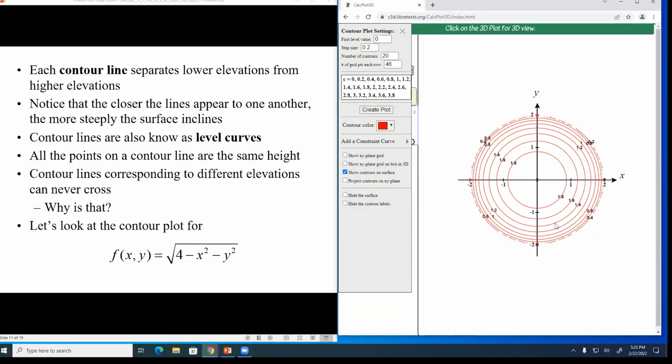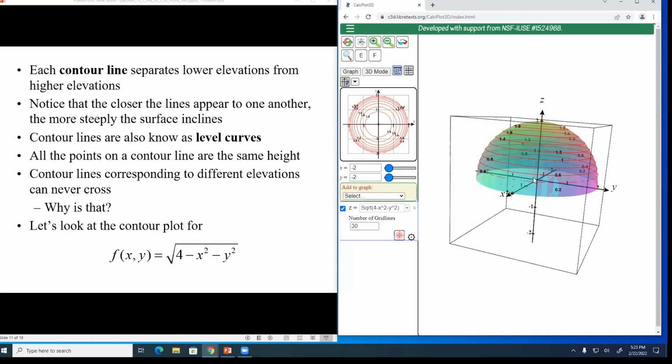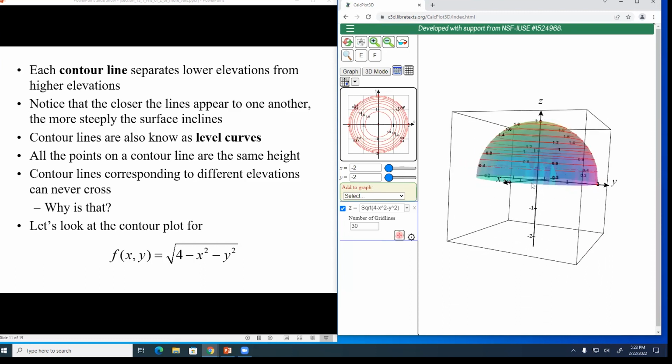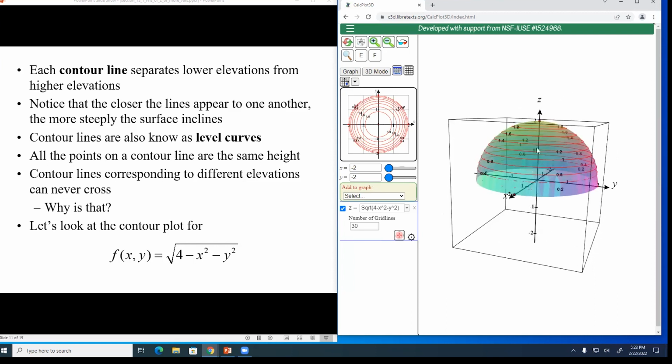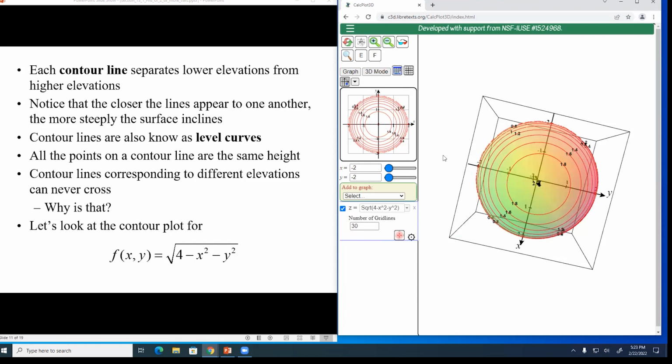The other cool thing is if you click on this, you get a plot of your 3D image along with your level curves. So you can see when we look from the side, you can see how those red lines are equally spaced. But then when we look down, that's when we get the concentric circles. So CalcPlot 3D is a great tool for looking at level curves.